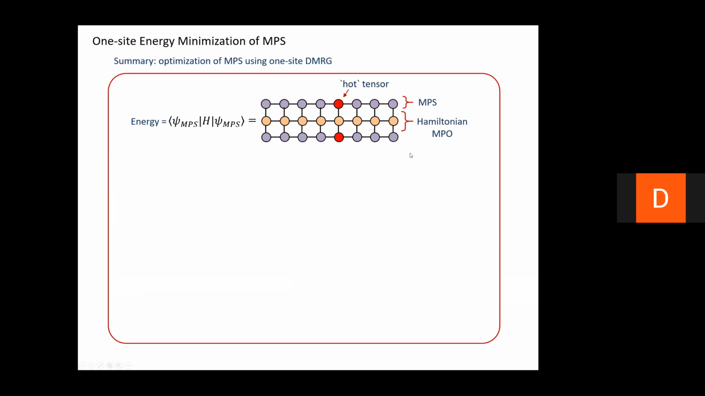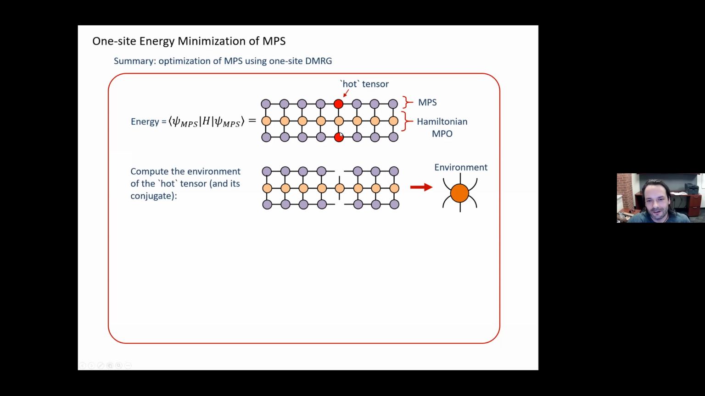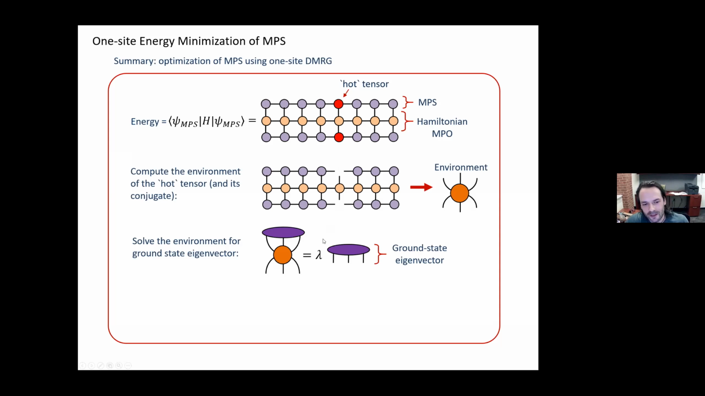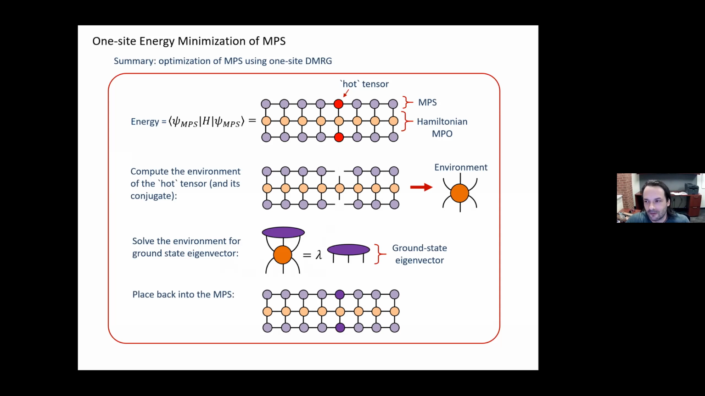Thank you. So I've represented psi H psi, and I've chosen my hot tensor. The way I could proceed is I could compute this environment, so I just remove the tensor and its conjugate. Then I would solve the environment for its ground state eigenvector, and then I could just place this back into the matrix product state. I've skimmed over a few details. You need to properly deal with the gauge degrees of freedom in the matrix product state, but this is the basic algorithm. Then you'd repeat this procedure for all unique tensors in the network, and sweep over many of these iterations until everything is relatively converged.